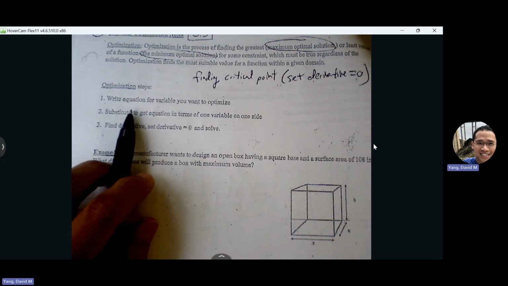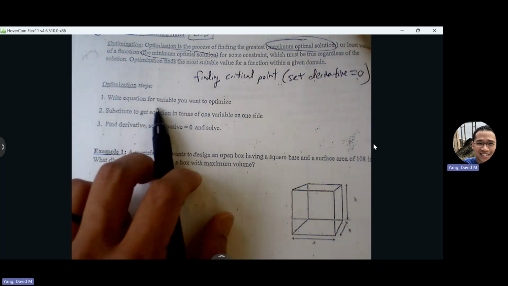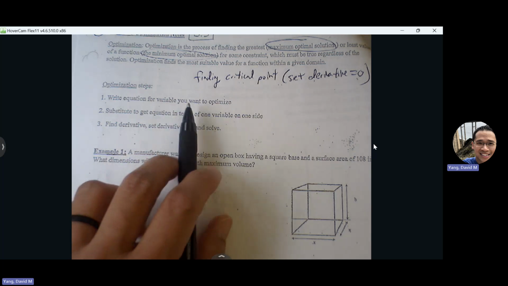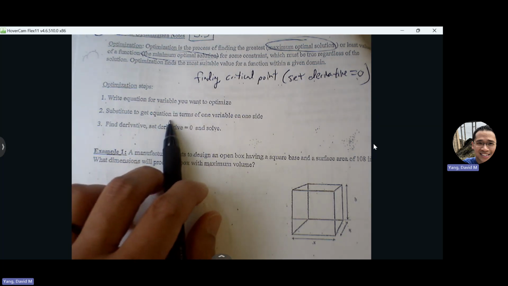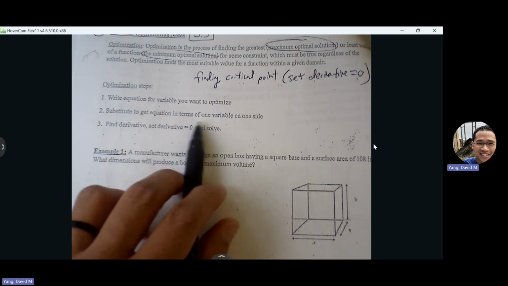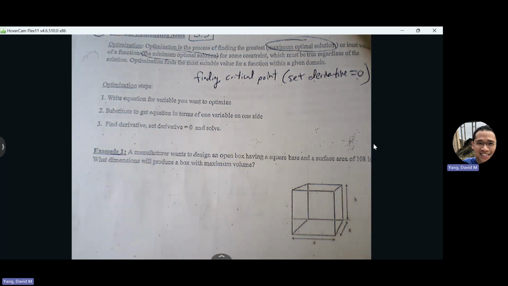Okay, so we're going to have to write the equation for the variable that you want to optimize, and there's going to be context clues in the problem that tell you which variable they want you to use. Then you're going to substitute to get the equation in terms of one variable, and then you're going to simply set the derivative equal to 0 and solve.